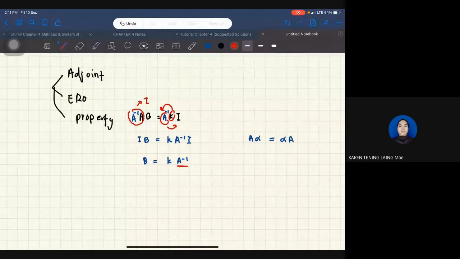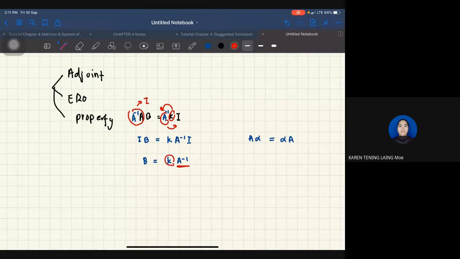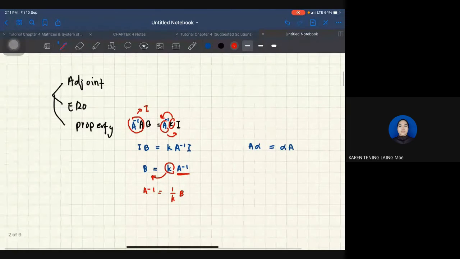Okay, so kita pindahkan sahaja K ni ke sebelah kiri. So we will get A inverse is equals to 1 over K B. Okay, ini adalah satu cara untuk kita cari A inverse. So this one is by using property.